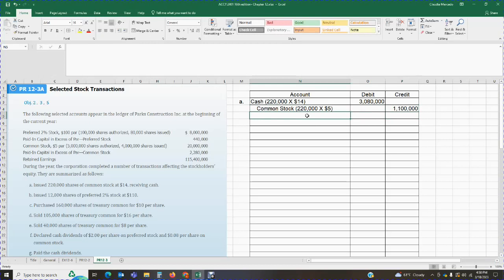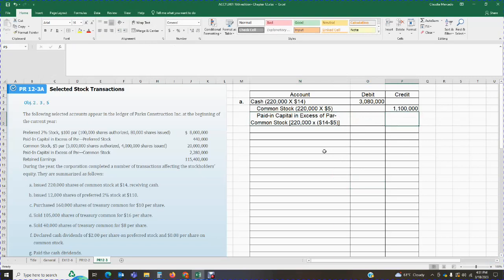And of course, we know that these people paid a premium for this stock because our par value is 5. They paid $14 for each share of stock. So we're going to have paid-in capital in excess of par. This is for common stock. And then we have the 220,000 shares times, and then we've got, they paid $14 minus the par value of $5.